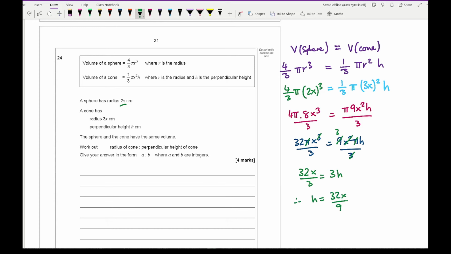And so from this, what I've got is the radius of the cone against the perpendicular height of the cone. The radius of the cone is 3x and the height is 32 over 9 x. So from this I can cancel the x's. So here I've got this, but I want to write them so they're all integers. So I can take the 9 over to the side, giving me 27 to 32.